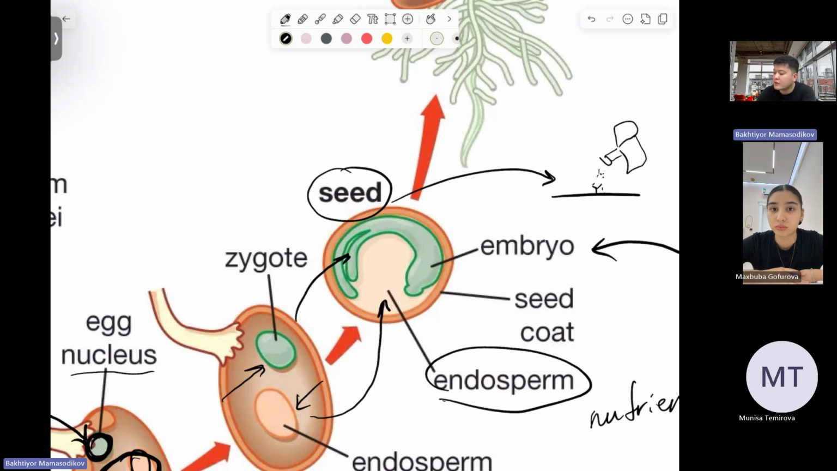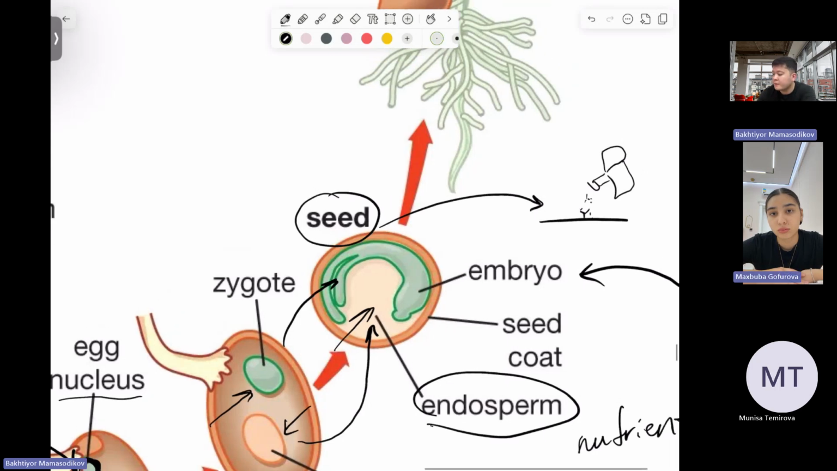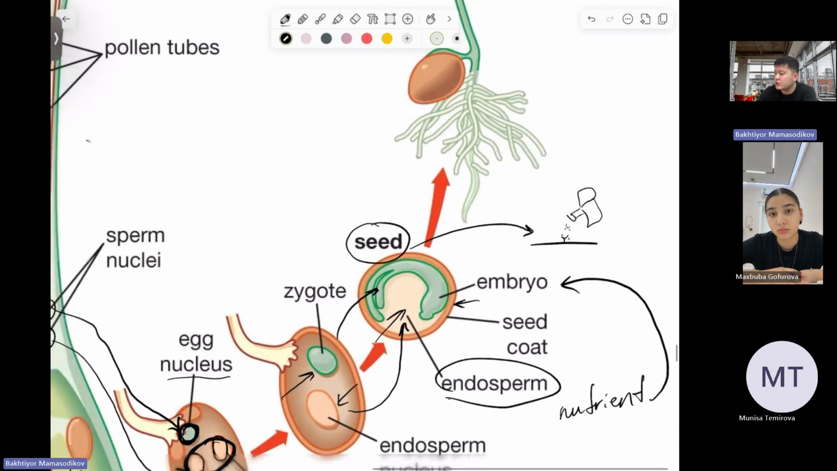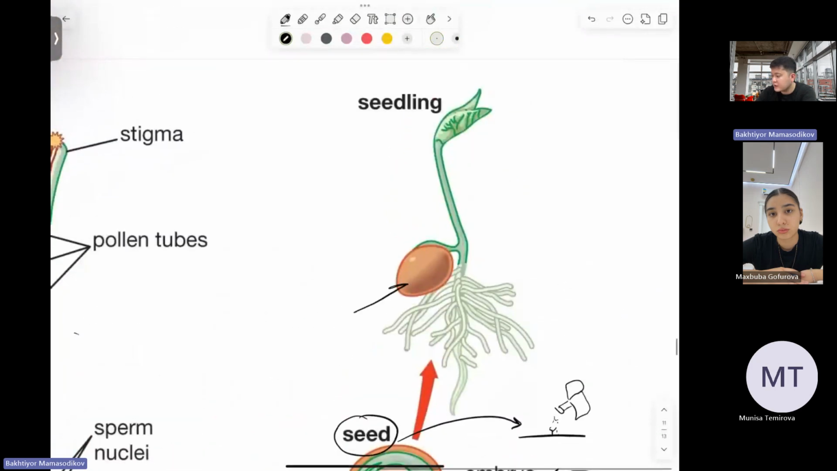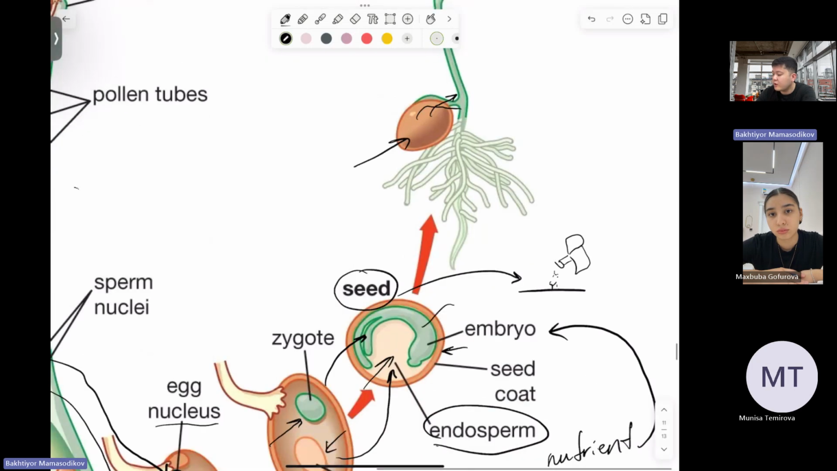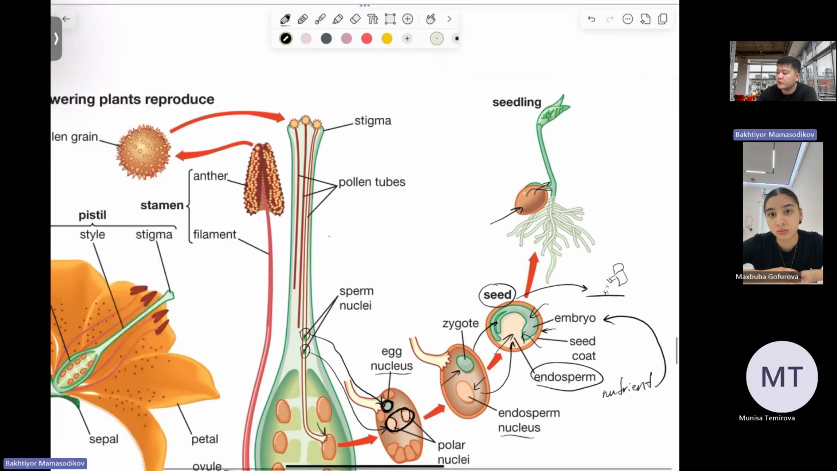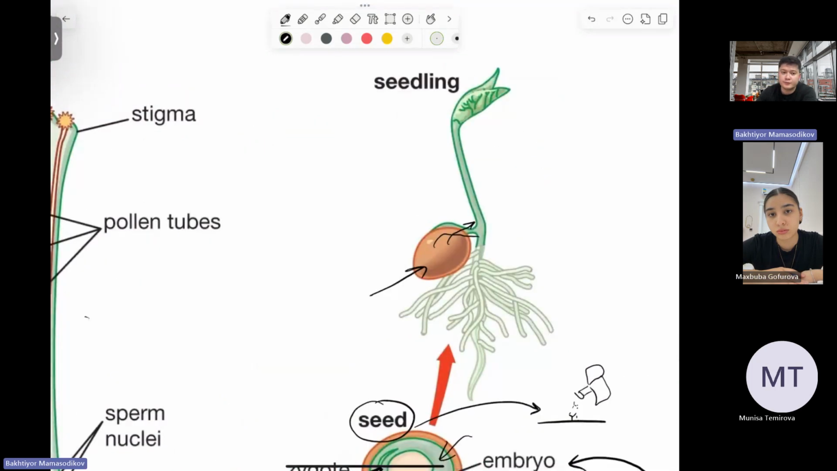So where the food is, it's in the endosperm. They're using the endosperm food for a while, until they photosynthesize. They have the seed coat as well. This is the seed coat, this is the hard tissue. As you can see, this is the seed, this is the grown plant from the embryo, and they use their endosperm already. This is the seeding process.